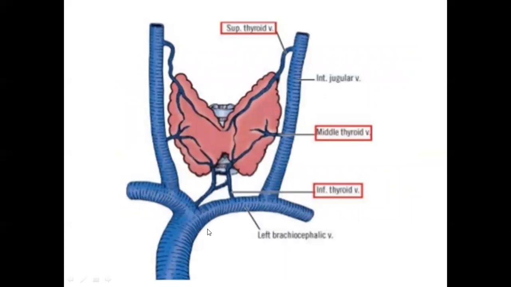So here you can see this major venous trunk is the superior vena cava, and the two which join to form it are the left and right brachiocephalic veins or the left and right innominate veins. Each innominate vein is formed by the subclavian and the internal jugular on its own side. So you can see the superior thyroid vein draining into the internal jugular vein, the middle thyroid vein draining into the internal jugular, and the inferior thyroid veins draining directly into the brachiocephalic vein.